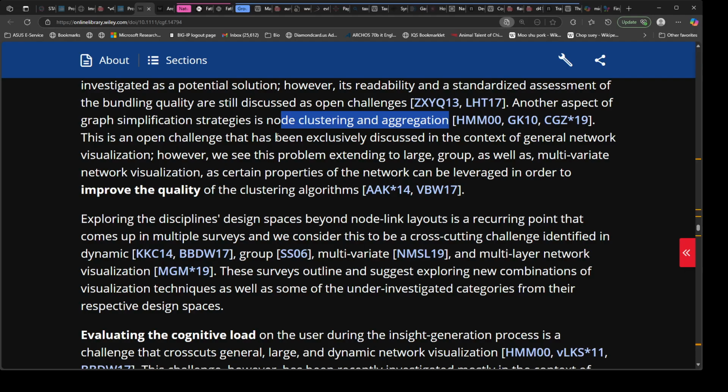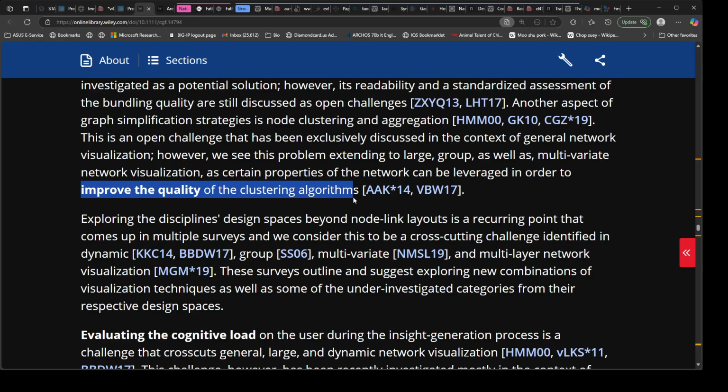This is an open challenge that has been exclusively discussed in the context of general network visualization. However, we see this problem extending to large, group, as well as multivariate network visualization, as certain properties of the network can be leveraged in order to improve the quality of the clustering algorithms, OC 14, BBW 17.